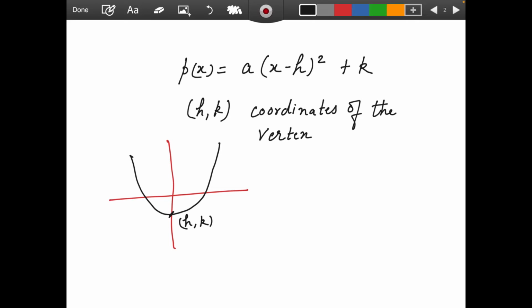Let's go through some examples and understand how we can write a quadratic polynomial in vertex form so that we can determine the roots of a quadratic polynomial. Let's take an example: x² + 4x + 6. This quadratic polynomial is written in its standard form. Let's try to write this in vertex form.